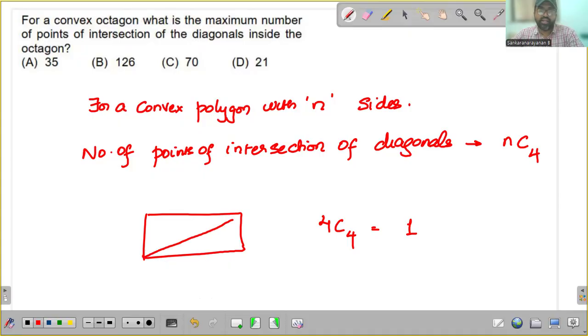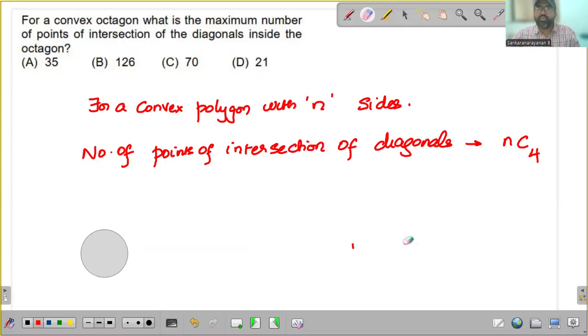This is one diagonal, this is another diagonal. You can see that there is one point of intersection. The same is applicable to other polygons with more than 4 sides. So this is what you have to note here. The number of points of intersection of diagonals will be nC4. In general, you can use this result.